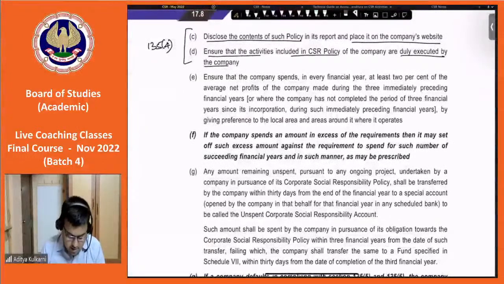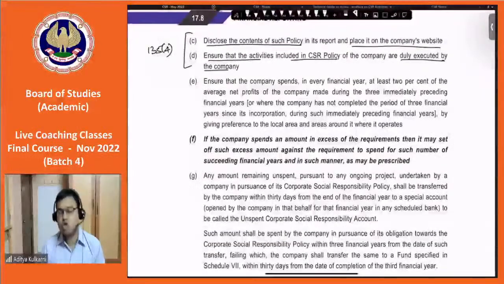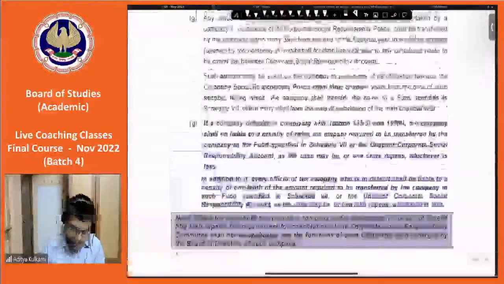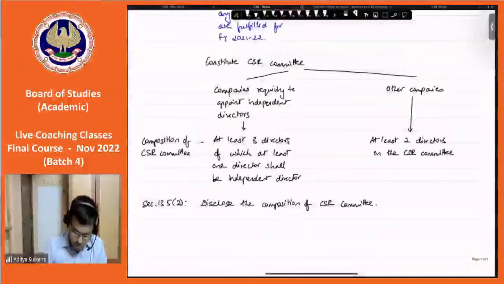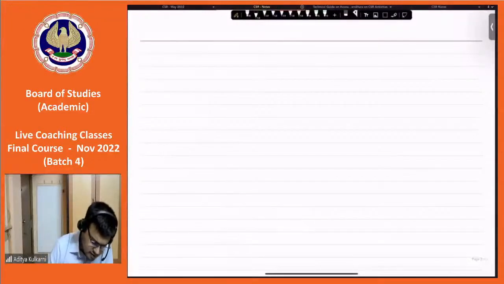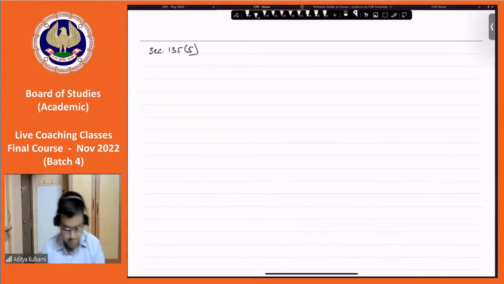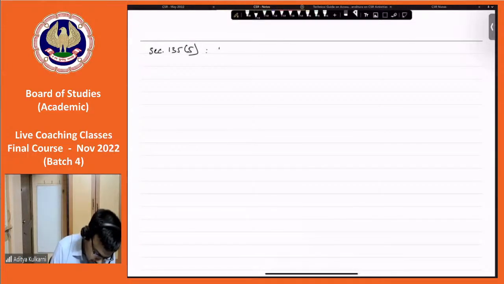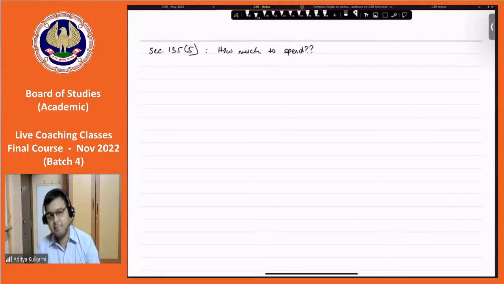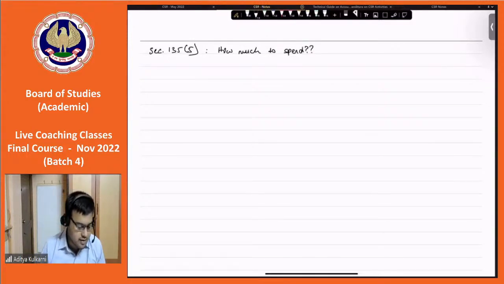Now the question is, how much should be spent? This is where we start to see amendments, and this is where we will be making some notes. Section 135.5. How much to spend is covered under section 135 subsection 5. And 135.5 also has three provisos.